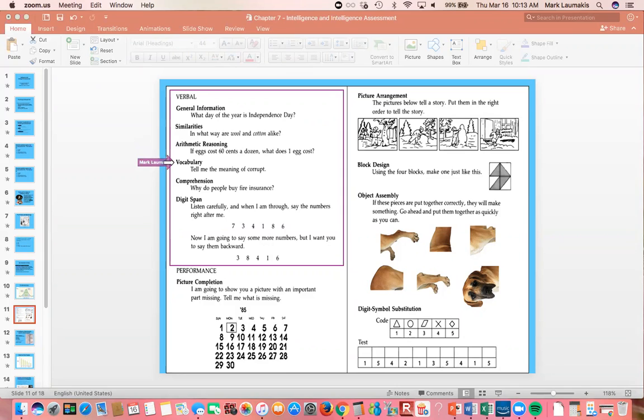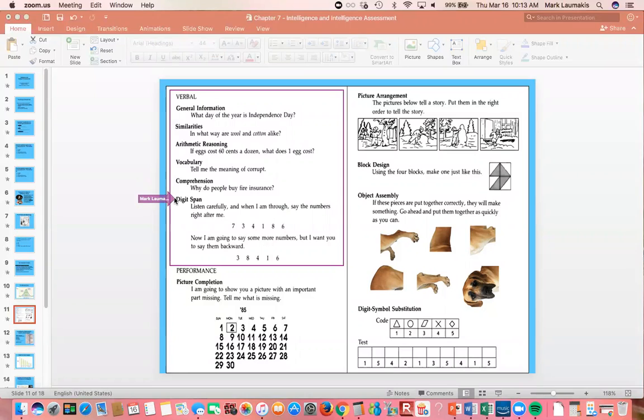Vocabulary. What does corrupt mean? Comprehension, right? Sort of logical reasoning. Why do people buy fire insurance? Well, to protect against a catastrophic loss in a fire. That would be a 2-point answer. Digit span is memory, isn't it? I'm going to read you a set of numbers, 7, 3, 4, 1, 8, 6, and have you read them back to me.